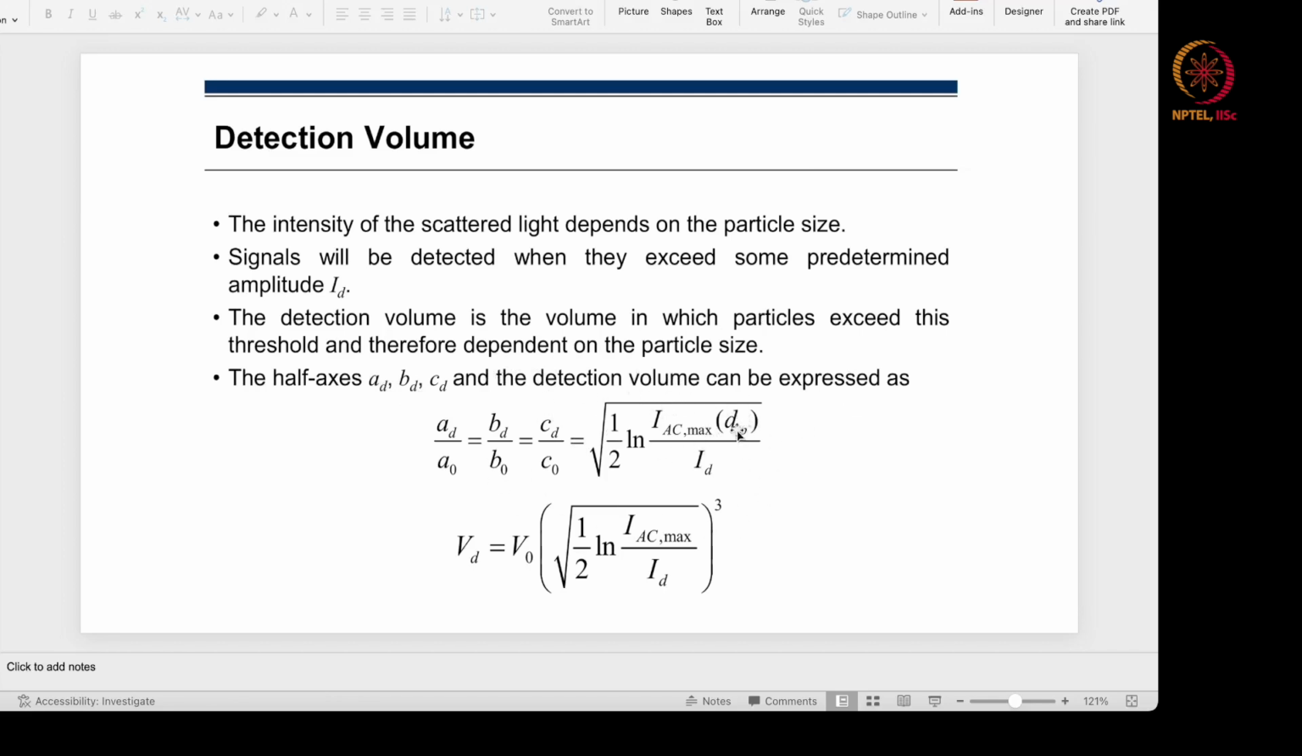So this is the max, and this is I_D. So this is some predetermined amplitude, and so the detection volume is the total volume multiplied by this particular term over here. All right. So this is the expression for the detection volume.